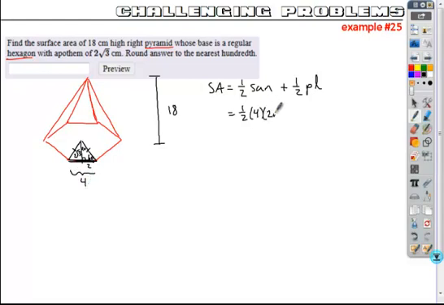So I know my side length is 4. My A value is 2√3. My N value is 6 sides. Plus 1/2 the perimeter of my base, because it's a regular polygon. It's 6 sides that are each 4, so 6 times 4 is my perimeter. The last thing I need to do is find my slant height.